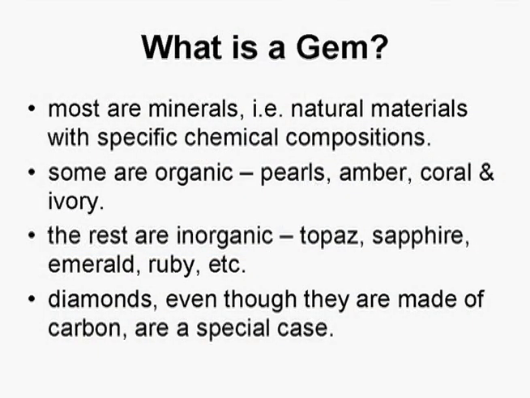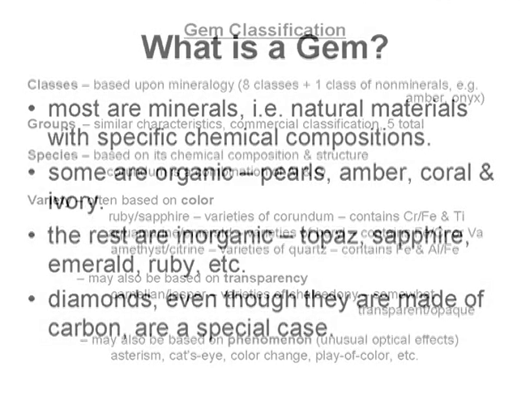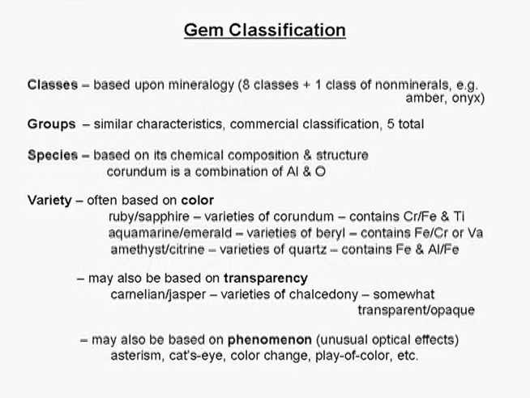Well, most gems are minerals, in other words, natural materials with a specific chemical composition. Some are organic: pearls, amber, coral, and ivory. The rest are inorganic. I'm sure these are the ones you're most interested in: topaz, sapphire, emerald, ruby, and all the other good ones. And diamonds. Even though they are made of carbon, which would mean they're organic, they are a special case. So let's first see how we classify gems.